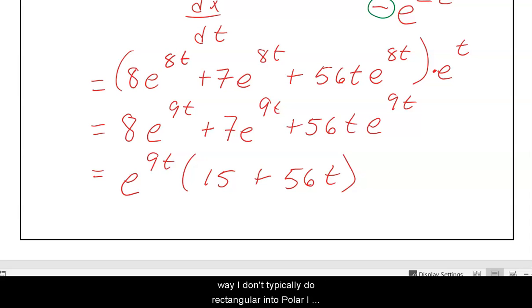I don't typically do rectangular into polar. I usually do polar to rectangular or parametric to rectangular. I can also ask you about tangent lines in polar coordinates, area in polar coordinates, arc length in both, and then I can ask you about conic sections in both. I mean, there's a lot that I can ask you about.